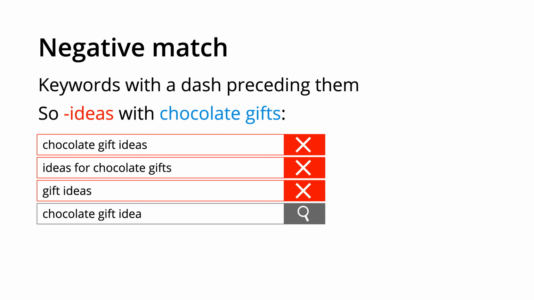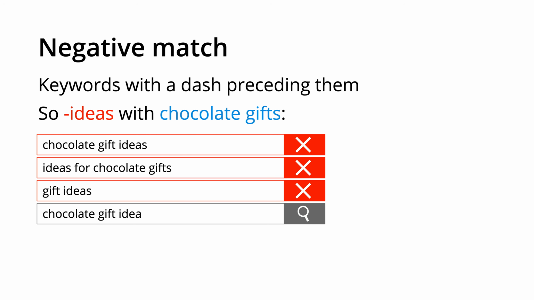Here we can see we've added the negative keyword of ideas along with the broad match keyword of chocolate gifts. This means that people searching for chocolate gift ideas, ideas for chocolate gifts, and gift ideas won't see our ads. You will notice that our ads are still eligible to appear when someone searches for chocolate gift idea. If you don't want your ads to show for ideas singular and ideas plural, you'll have to add both of these as negative keywords in Google Ads.